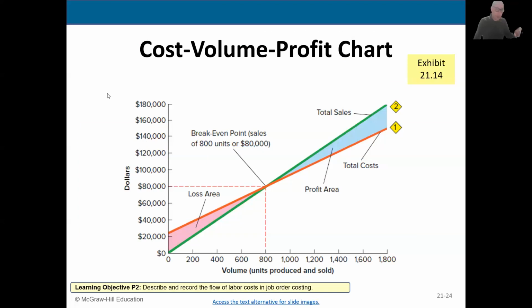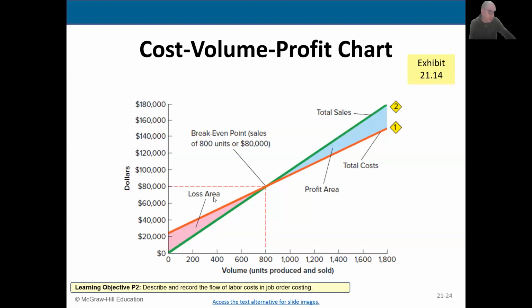And then, of course, the third method is the cost volume profit chart. The point of break even is where you did not make a profit and you did not make a loss. You broke even. And graphically, we can see that it's 800 units I need to sell or $80,000 of revenue. That's my point of break even. Just kind of shows you graphically.